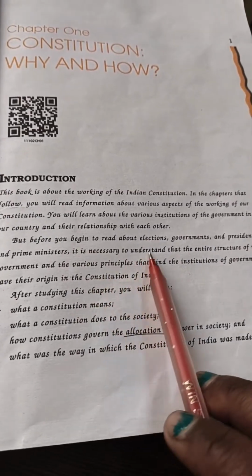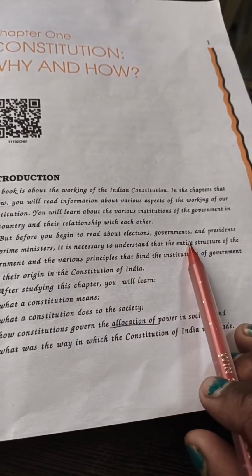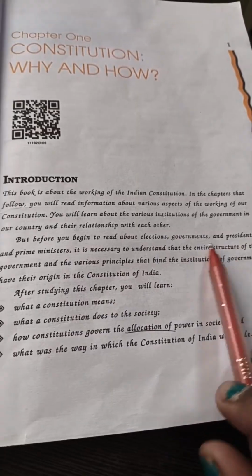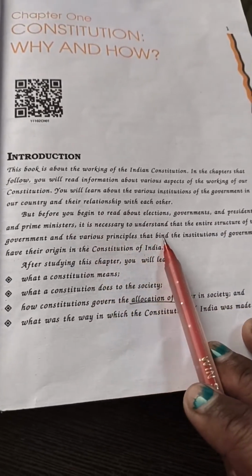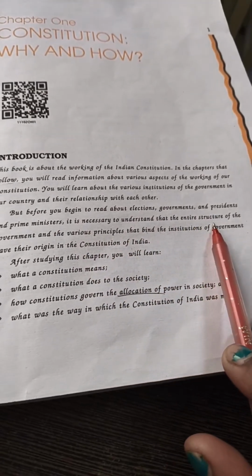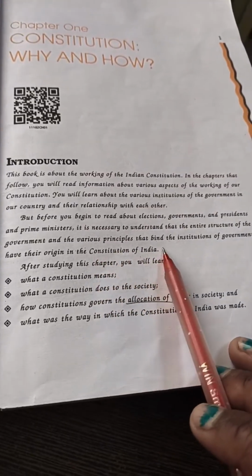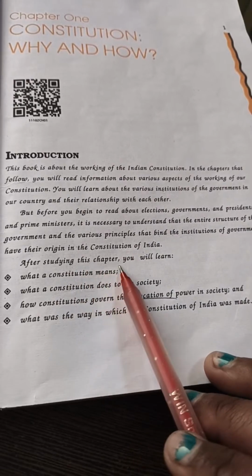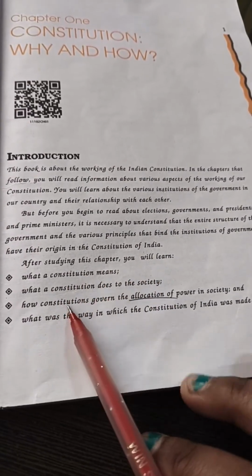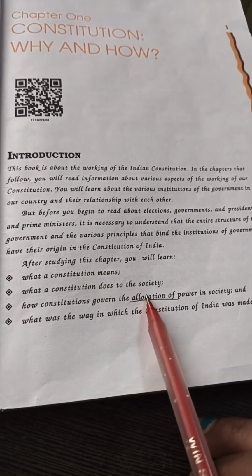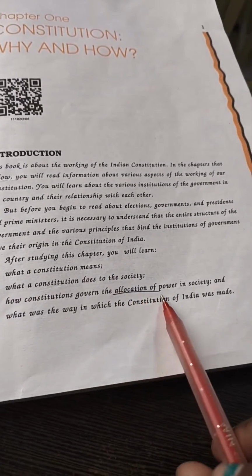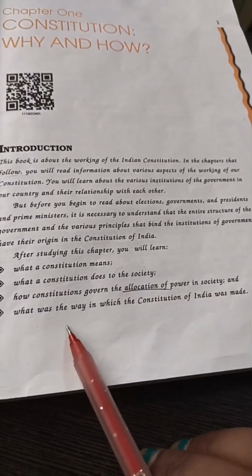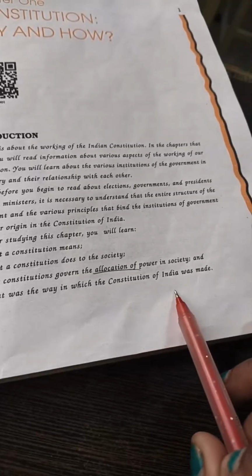But before you begin to read about the elections, governments, presidents and prime ministers, it is necessary to understand that the entire structure of the government and the various principles that bind the institutions of the government have their origin in the Constitution of India. After studying this chapter, you will learn what a constitution means, what a constitution does to the society, how constitutions govern the allocation of power in the society, and in what way the Constitution of India was made.